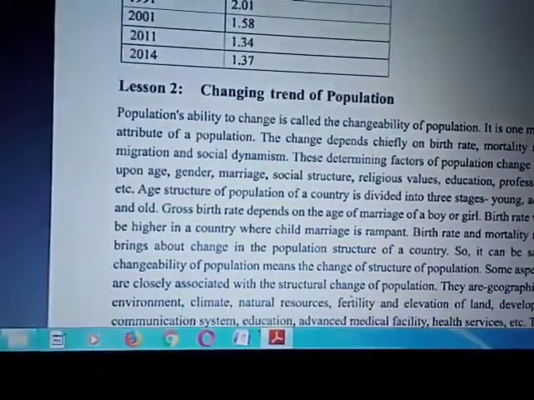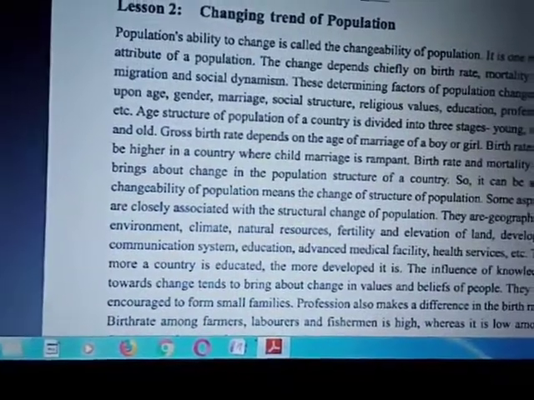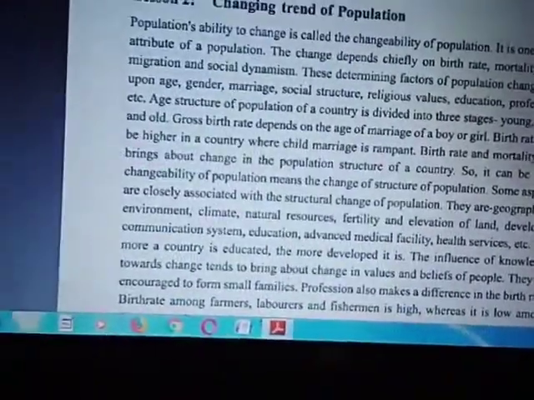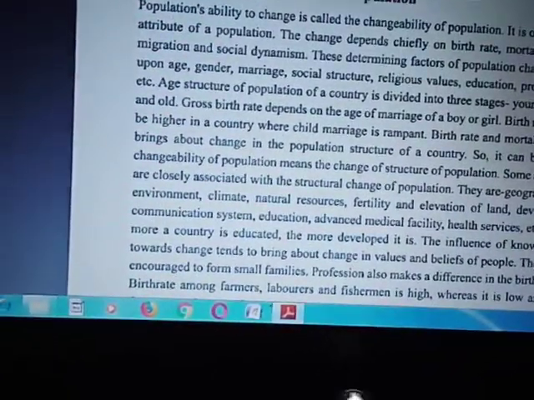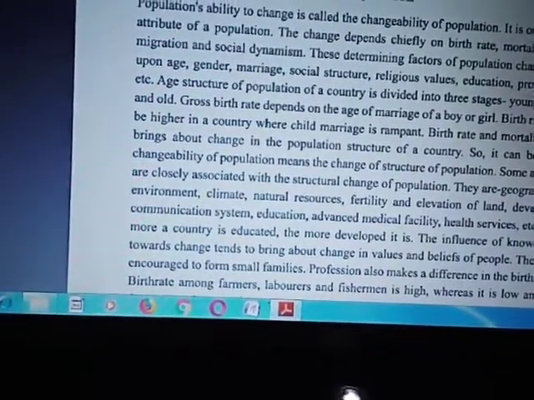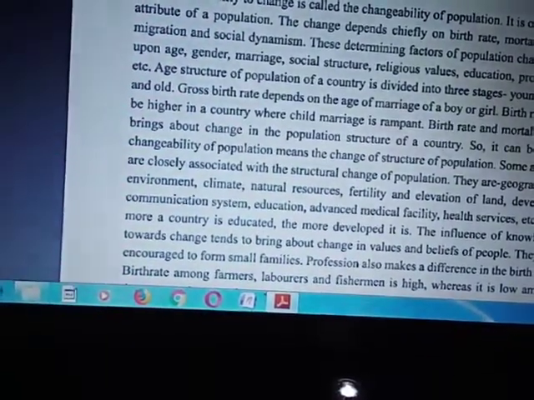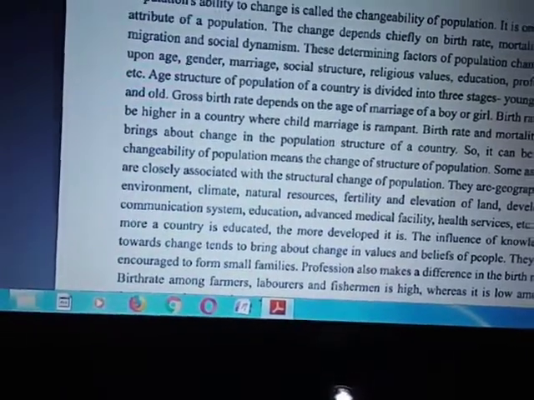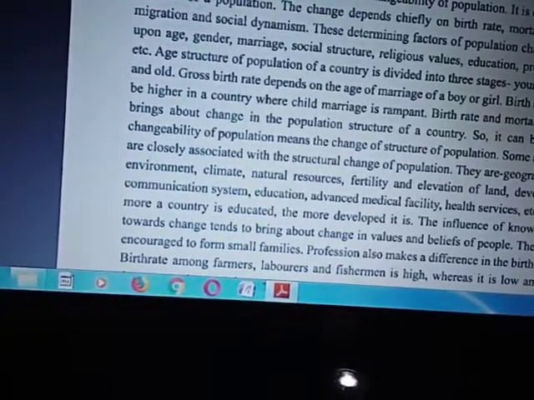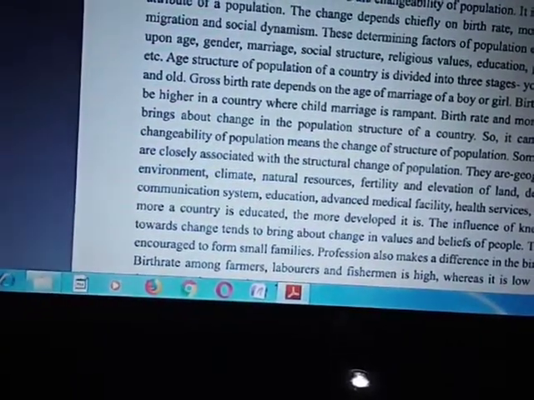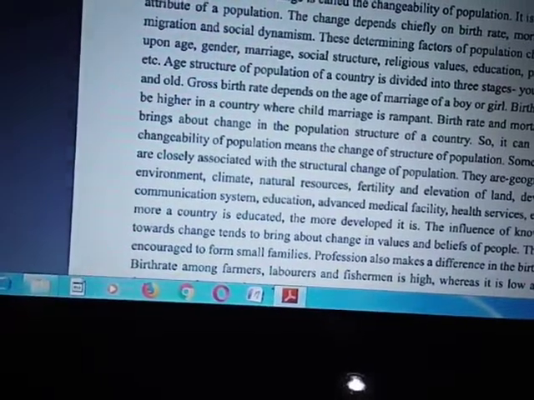Changing trend of population, or ability to change, is called the changeability of population. What is called changeability of population? It is one major attribute of a population. The change depends chiefly on birth rate, mortality rate, migration, social dynamism. These determining factors of population change rely upon age, gender, marriage, social structure, religious values, education, profession.